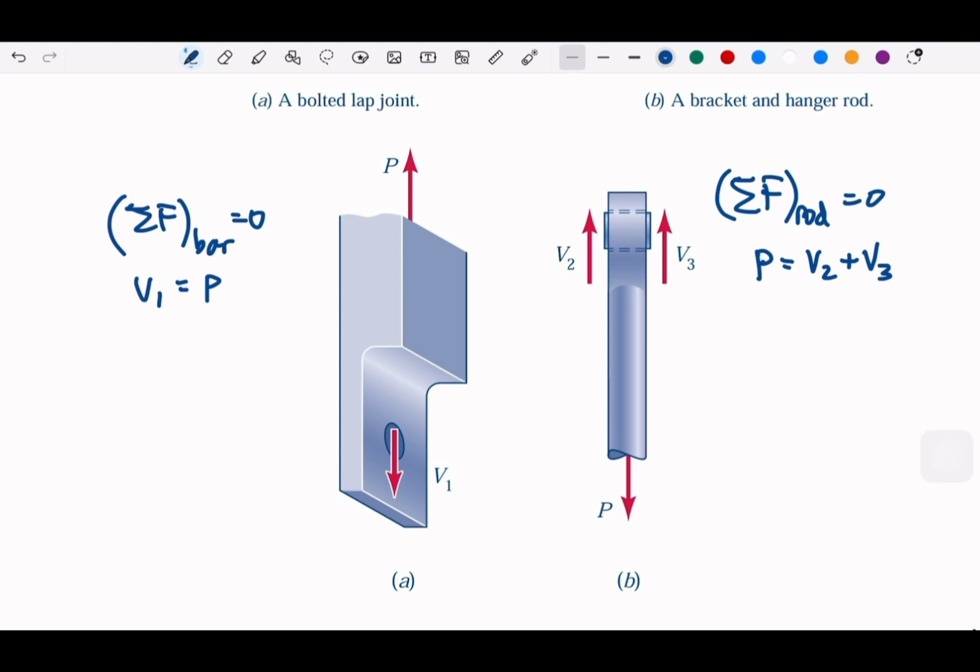Now, this is what the single or double means. Single means you have only one shear force, and double shear means you have double. You have double shear because you have at least three layers: one, two, and the middle. In the first one, we have only two layers, this and that. So that's how we define single and double.